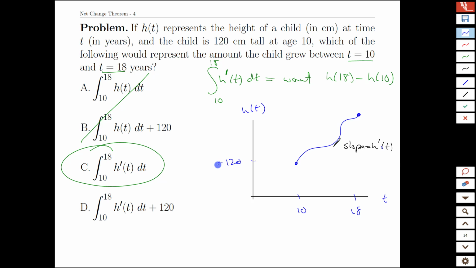This height here happens to be the height at time 10. This value over here, let's sketch this out a little like so, happens to be the height at age 18, and this difference is what we find when we take the integral, or when we calculate h of 18 minus h of 10. That's the change in h, or the net change.